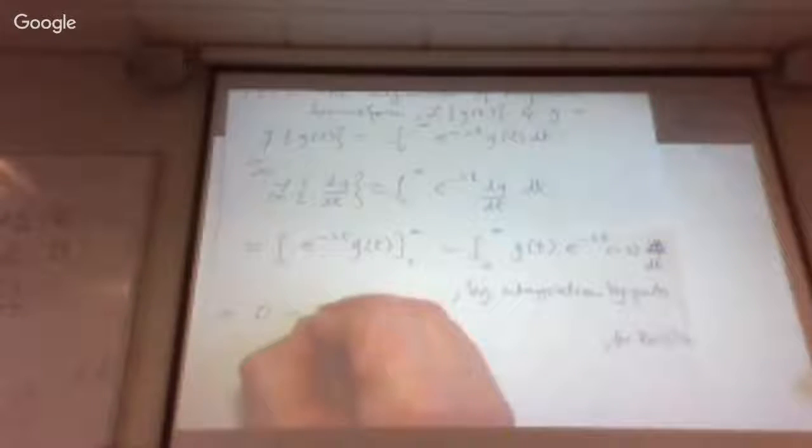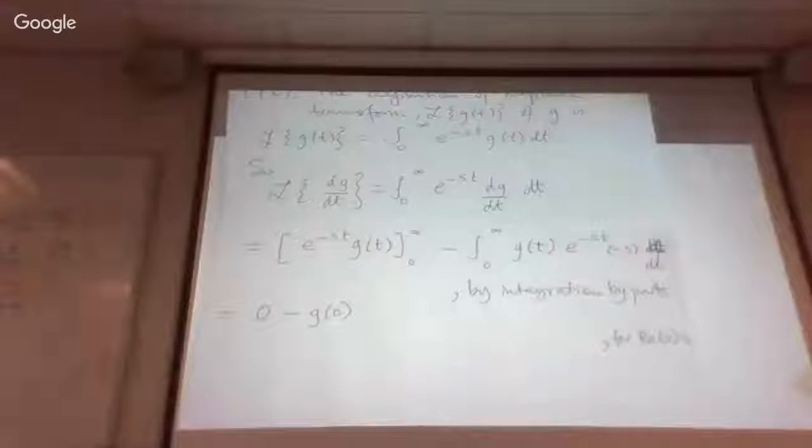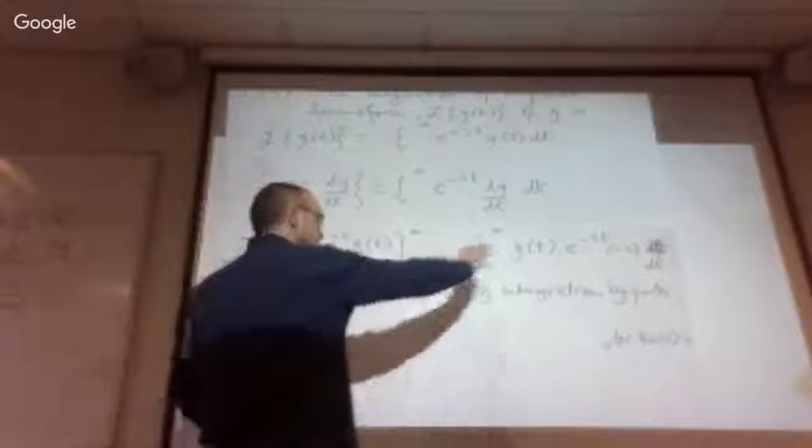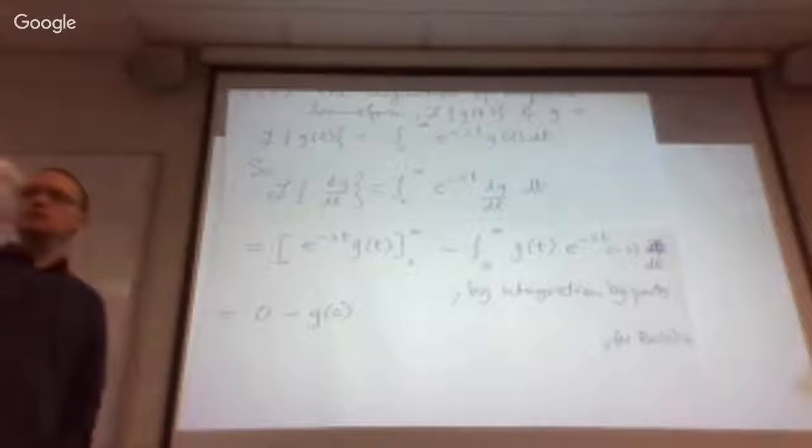Well, at t equals 0, you simply have g of 0, because e to the minus st at 0 is just e to the 0, which is just 1. And then you've got this integral here. Now, we're not going to be evaluating the integral, of course. We don't know what the function g is. Can't expect to integrate it.